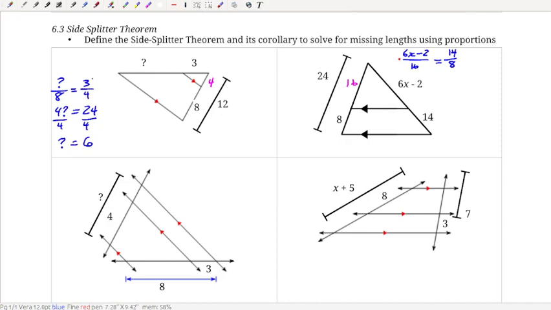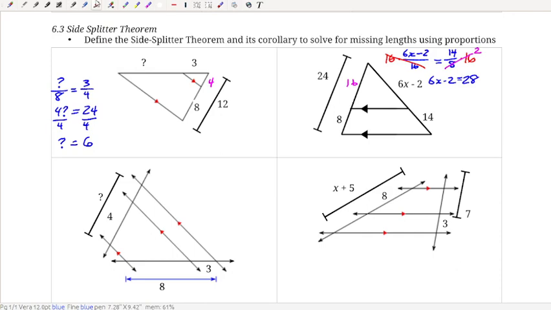You could have just multiplied the 8 up, and you would get 3 times 8 over 4, which is, again, going to get you 6. So I'm going to multiply this one up by 16 so that the 16s cancel, and then I've got 6x minus 2 is equal to, let's see, on this side, 16 over 8, or 16 divided by 8 is just going to leave me with a 2 there. So 14 times 2 is 28.